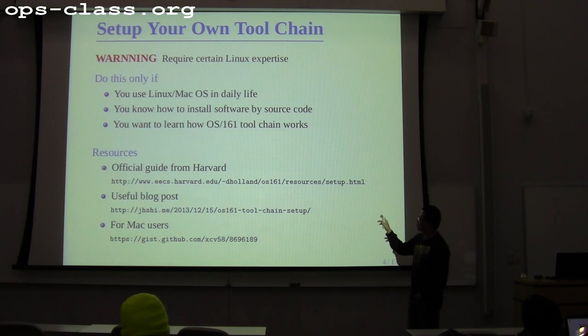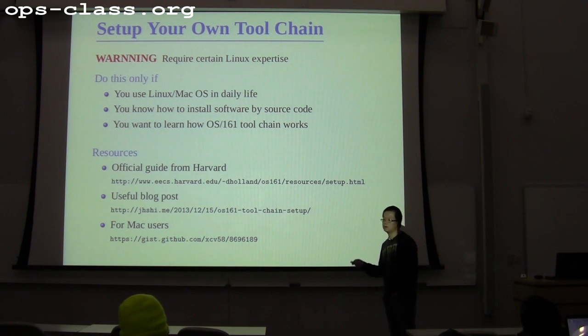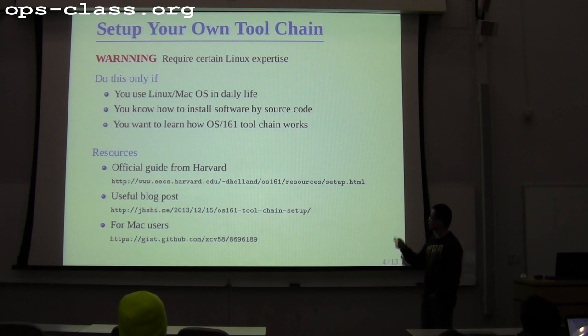The first is the official guide from Harvard. It's kind of old, and some instructions may be outdated. So you may want to refer to this blog post, which is quite recent, and it's done on a Linux host machine. It's an Ubuntu distro, and most people should use that. Here are some instructions by one of our classmates on how to configure the toolchain on Mac machines. Anybody want to do this or have a plan? Or just want to stay away from this?